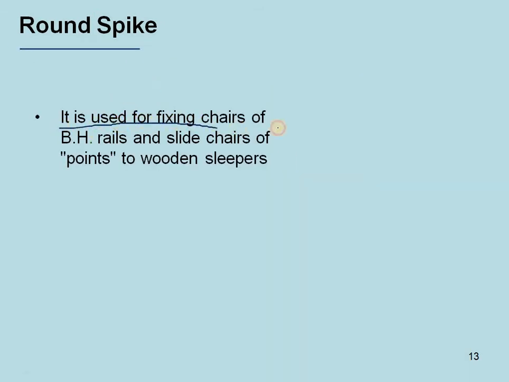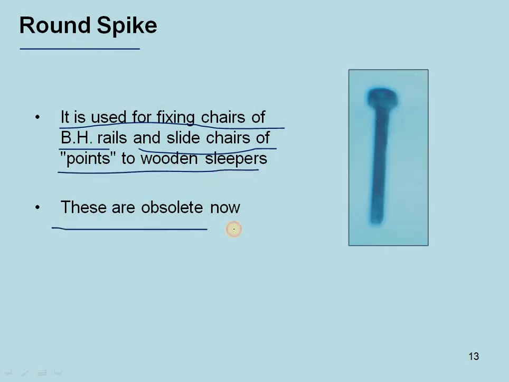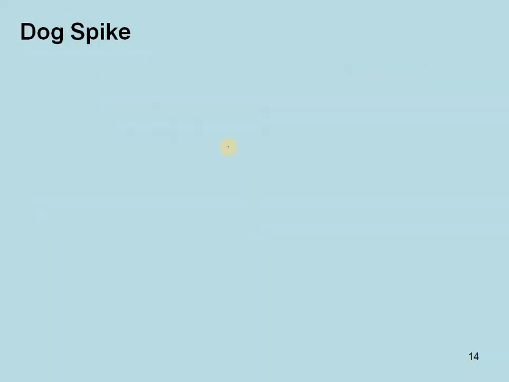And next one is round spike. It is used for fixing chairs of BH, BH means bull-headed rails, and slide chairs of points to wooden sleepers. These are obsolete now. So see, this is a round spike, you can see. So it will be the top of the round portion. So these are used in the bull-headed rails. Remember, these spikes are used in the bull-headed rails and slide chairs of points.